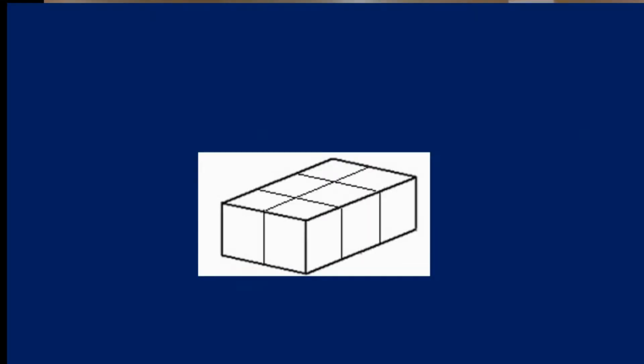Here's a box right here. If we were to cut that box into 1 centimeter cubes, we'd have 1, 2, 3, 4, 5, 6 centimeter cubes. So that one's also 6 cubic centimeters. So that's how we write that. Volume equals 6 cm with a little 3 over it. That means cubic centimeters. And we write that because it's length times width times height.